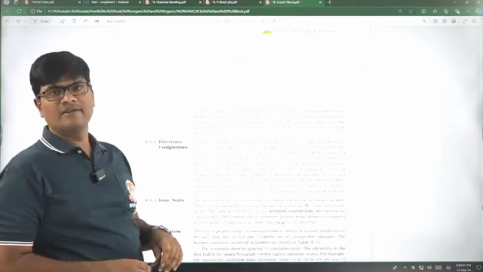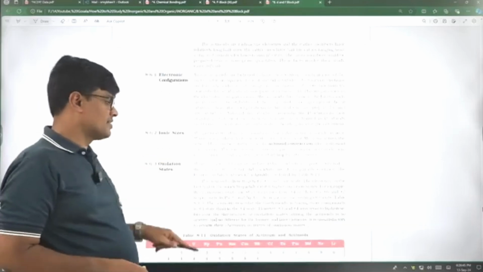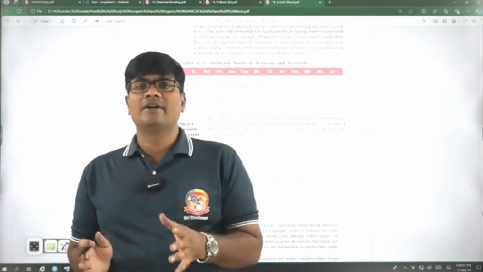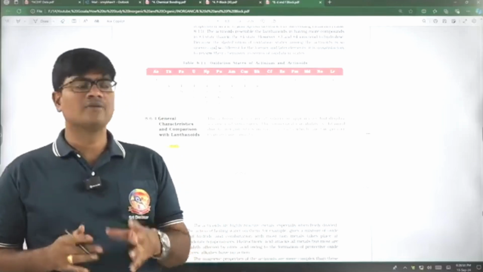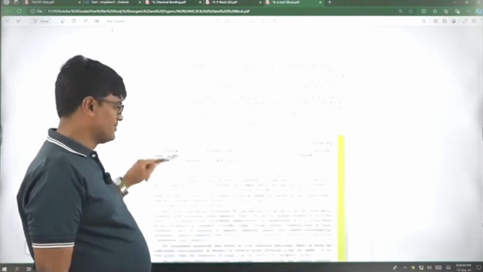Again the same, in actinoids also try to learn the element names and then if possible the electronic configuration. And I strongly suggest you compare the behavior of lanthanides and actinides. You can go through that. This is about F block elements.